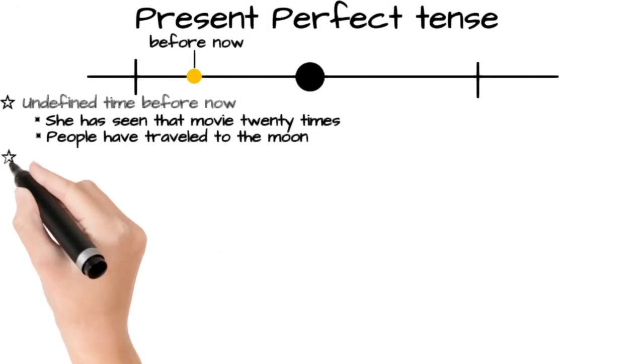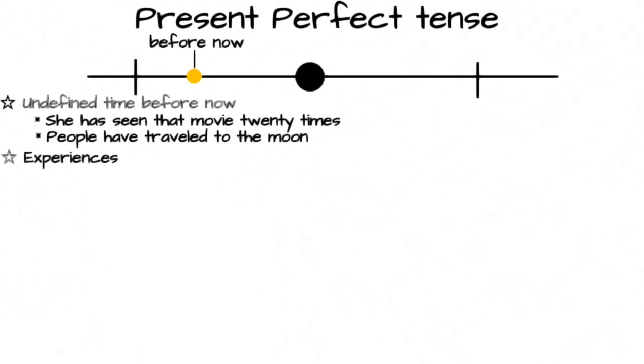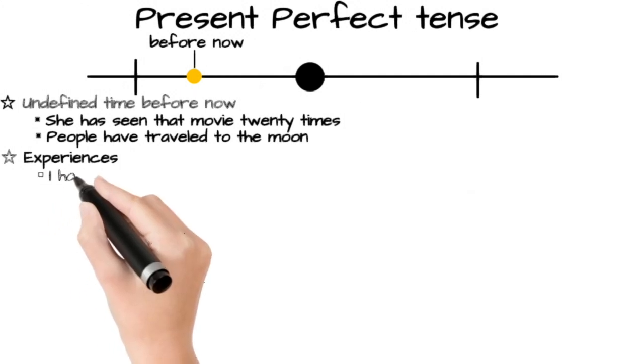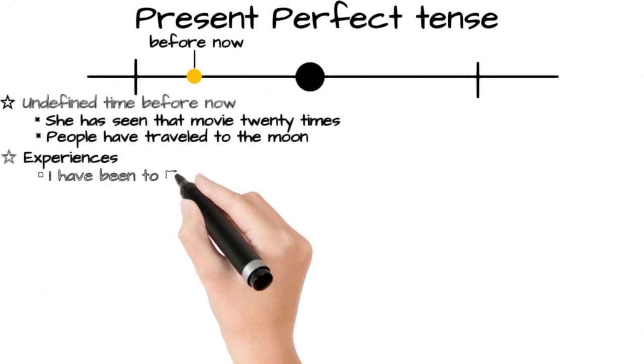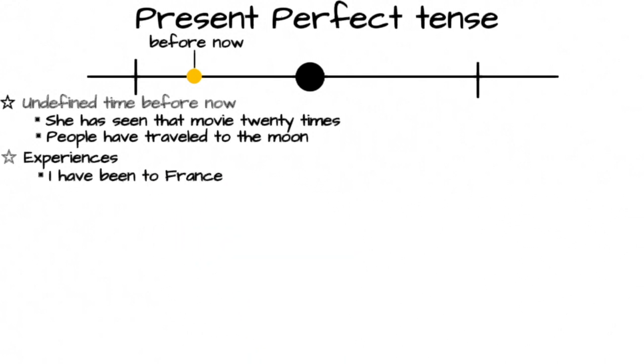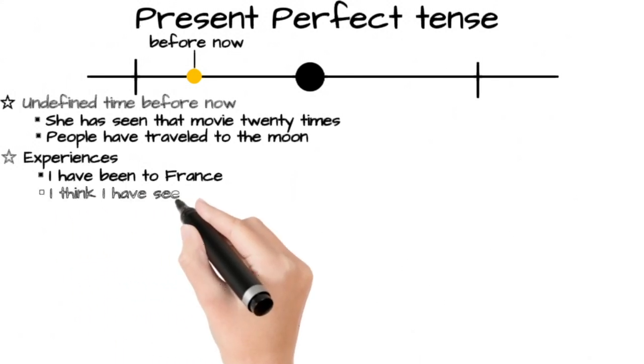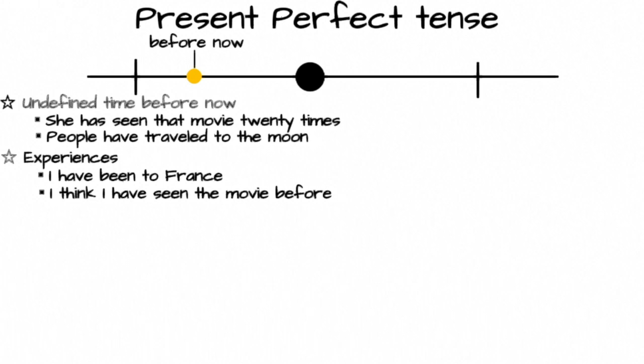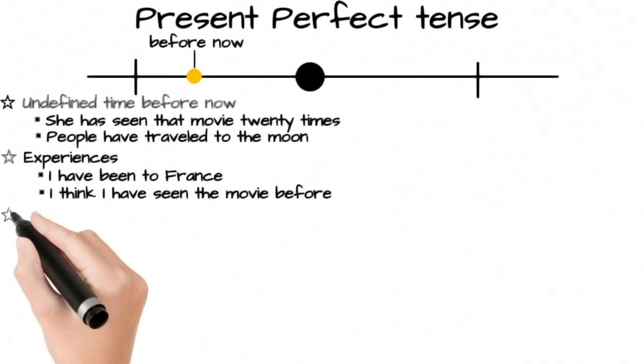It is also used for experiences. You can use the present perfect to describe your experience. For example, I have the experience of teaching English. Let's look at another example. I have been to France. This sentence means that you have had the experience of being in France, but it's not mentioned the duration. Second example, I think I have seen that movie before. In this example as well, it is not mentioned when, but it talks about my experiences.